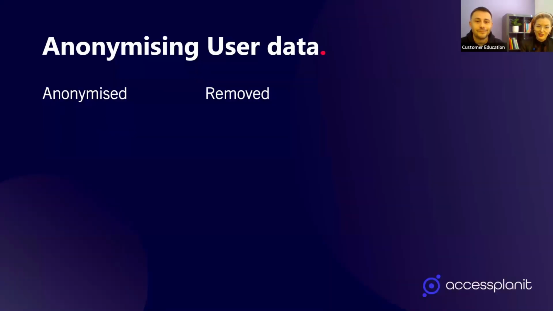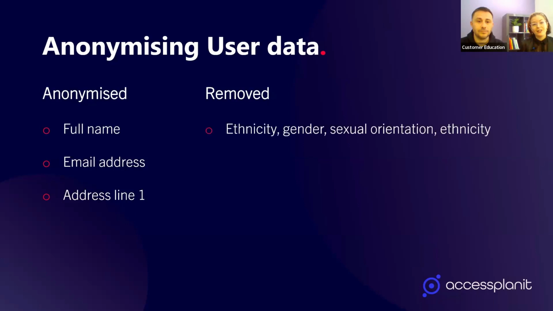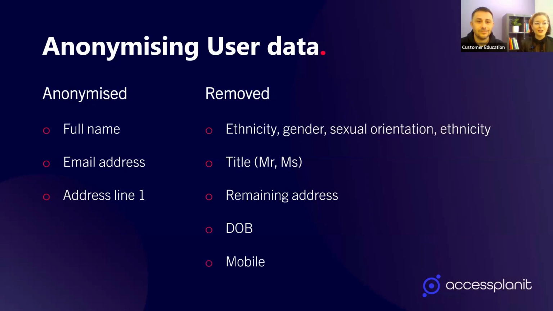Okay, so before you start anonymizing users, what does the anonymize tool actually do? So what it does is it works with standard fields in your platform to remove that personal information. So some data is anonymized and some data is removed. So there's 3 things that are anonymized, and that is the full name, the email address, and the first line of their actual address. And then the removed information is ethnicity, gender, sexual orientation, their title, the rest of the address, date of birth, mobile, external ID, fax, and NI number. So all that on the right-hand side is just taken out for the user altogether.